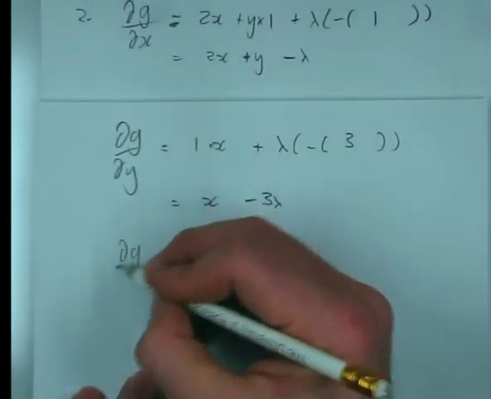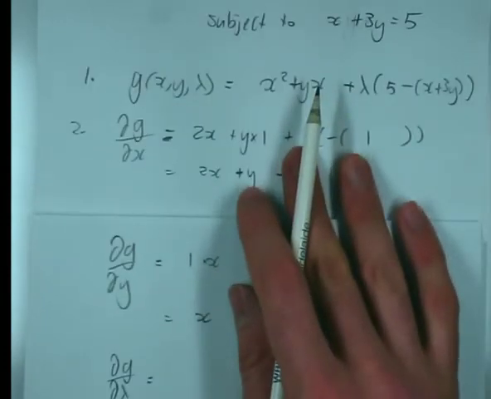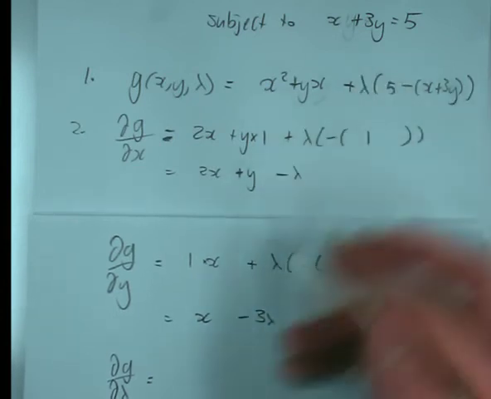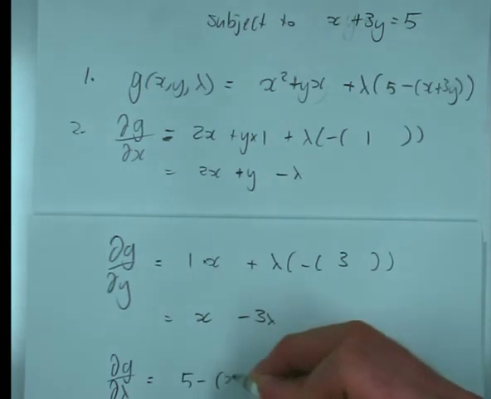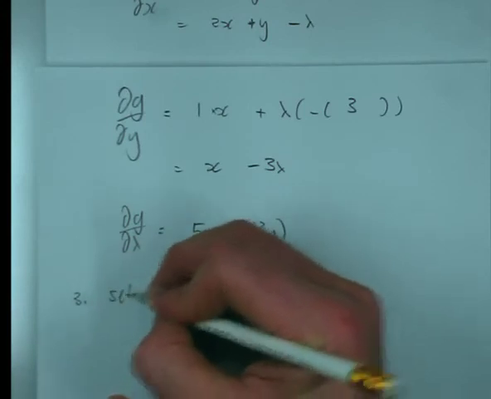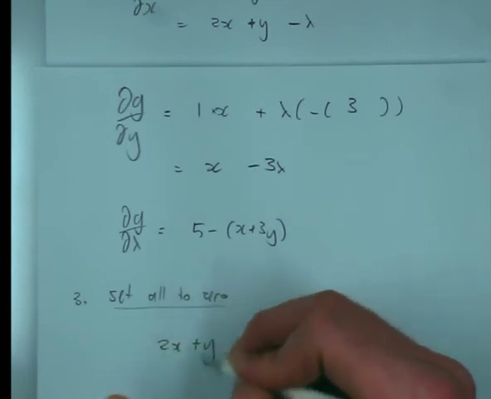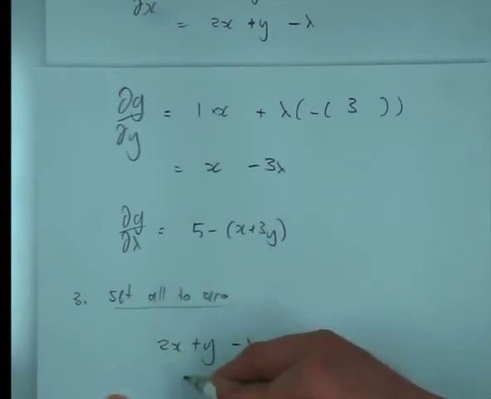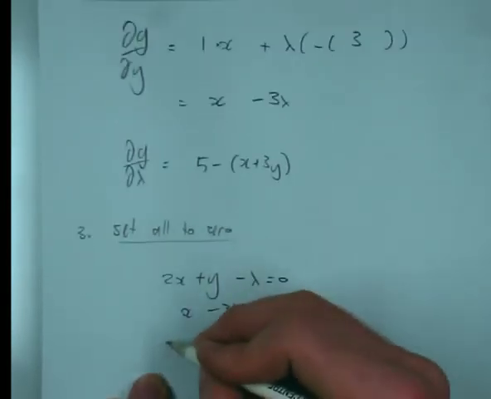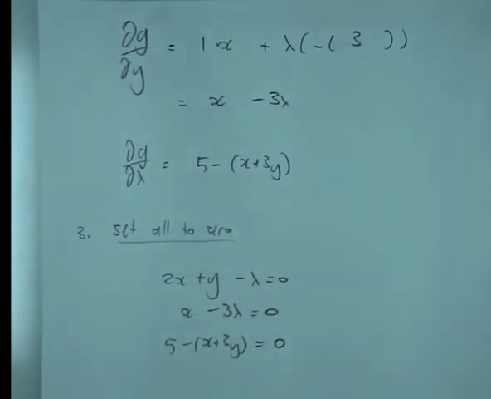And then there's technically dg on d lambda, which, let's have a look at this. These don't involve lambda, so they go away. That's a constant multiplied by lambda, so what's left is my 5 minus x plus 3y. So we'll set them all to 0. So I've got 2x plus y minus lambda equals 0, and x minus 3 lambda equals 0, and 5 minus x plus 3y equals 0, and I have to solve these simultaneously.